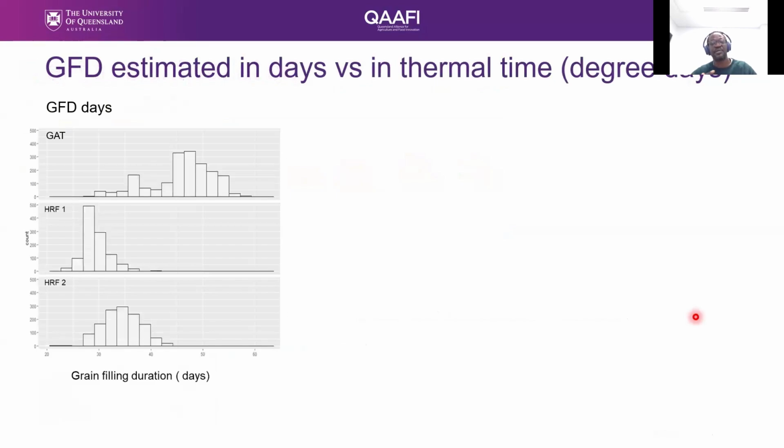For the 3 experiments, we had one at Gatton and 2 at Hermitage in 2 different years. When we estimated grain filling duration in days, the histogram on the left shows that in Gatton, where the planting was done late and flowering occurred towards winter, there is a big difference between the distribution of the grain filling duration for these common genotypes, as compared to both Hermitage 1 and Hermitage 2.